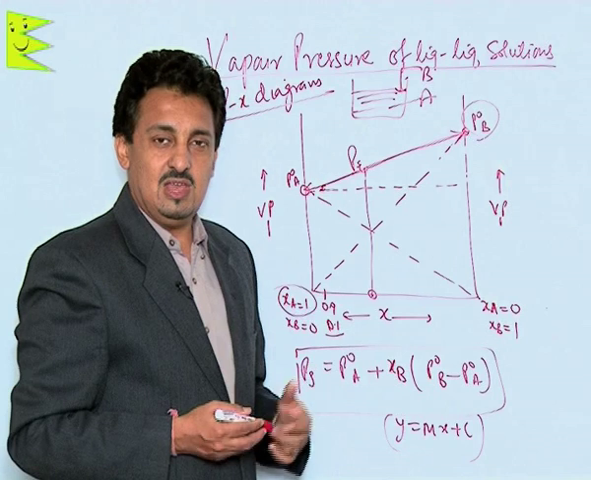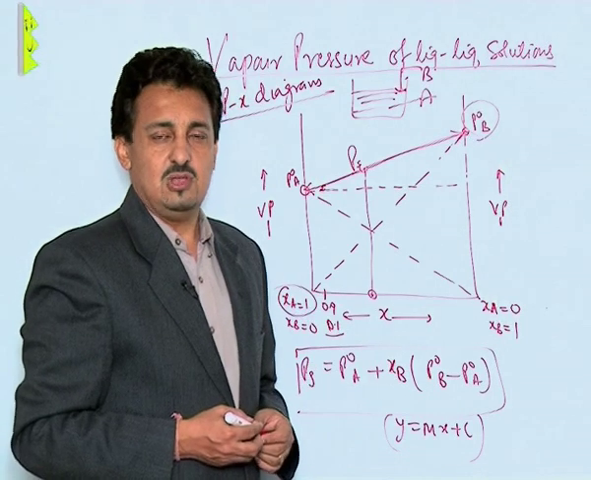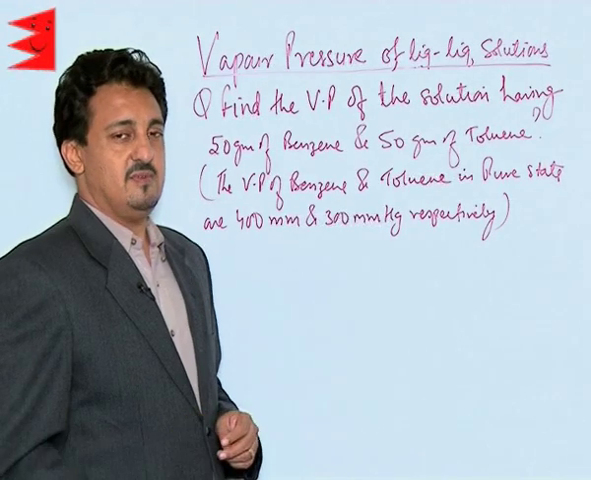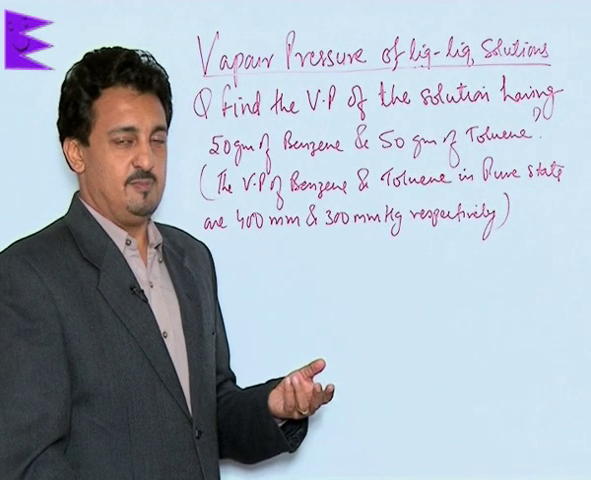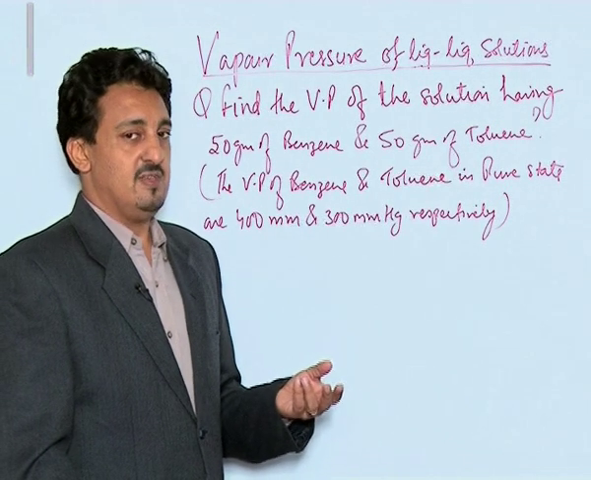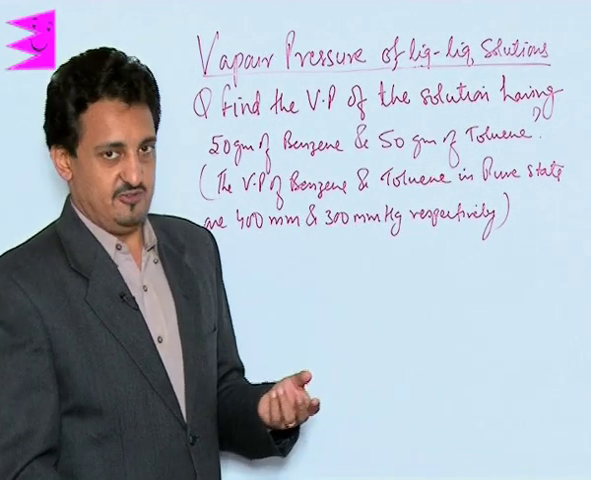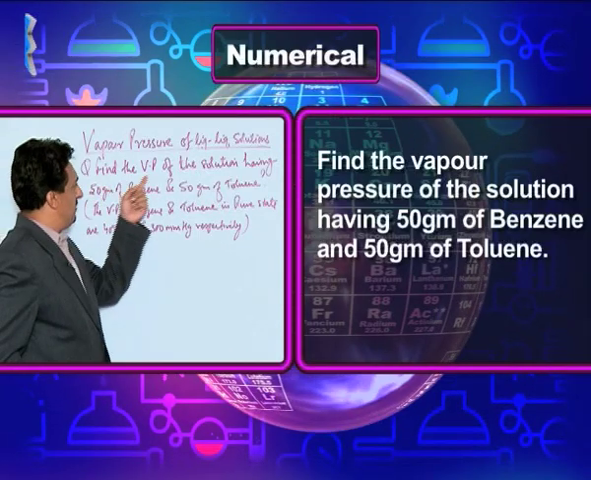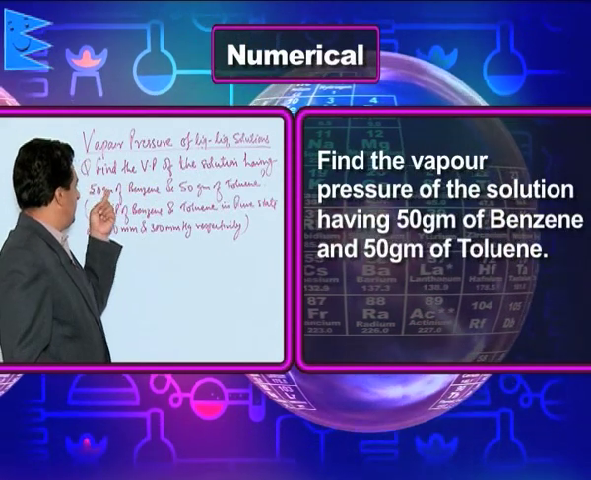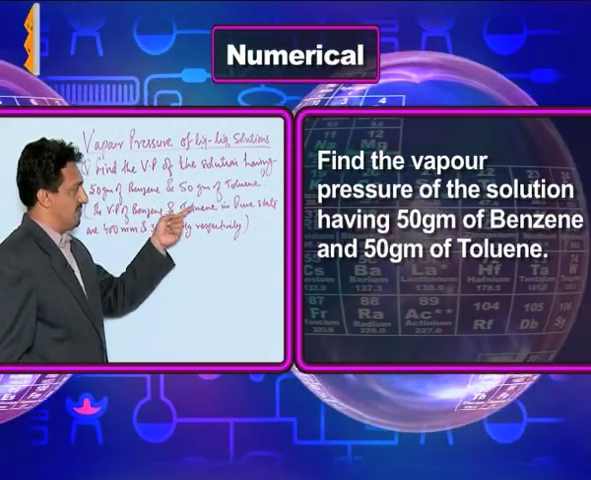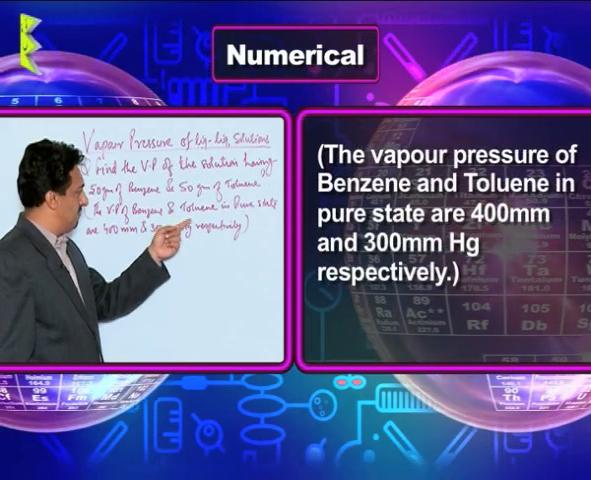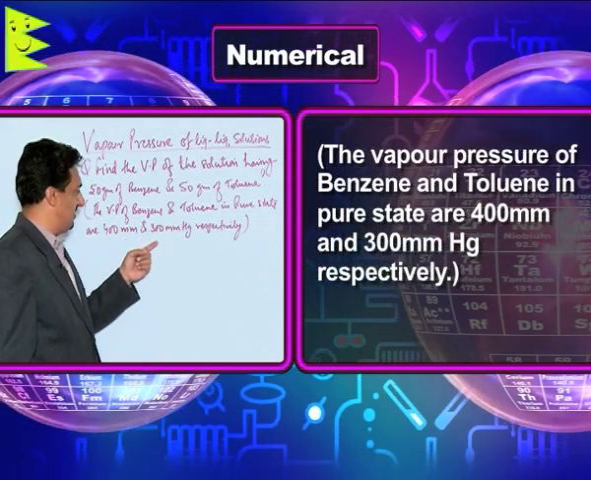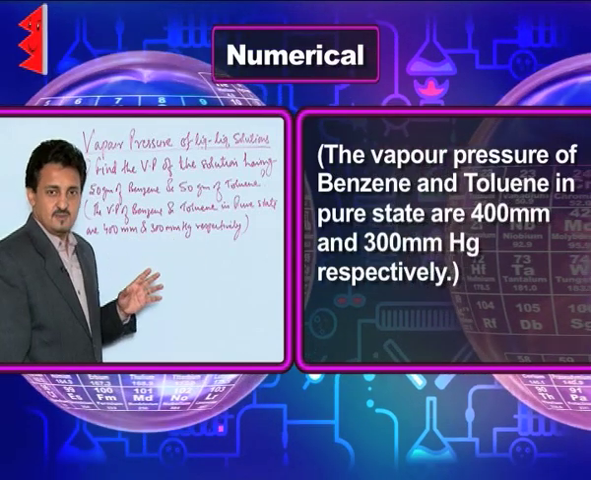Let us try a numerical on these types of solutions. Let us see with the help of a numerical how Raoult's law can be used to find the vapor pressure of solutions, which are liquid-liquid solutions. Find the vapor pressure of the solution having 50 grams of benzene and 50 grams of toluene. The vapor pressures of benzene and toluene in the pure state are 400 and 300 mmHg respectively.